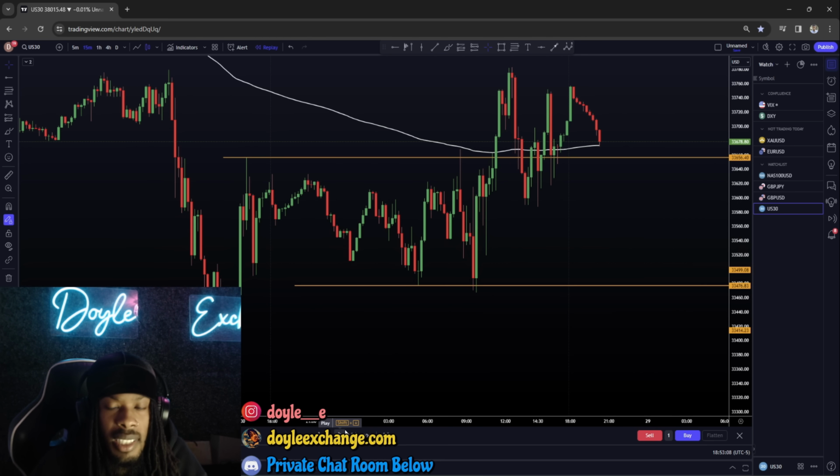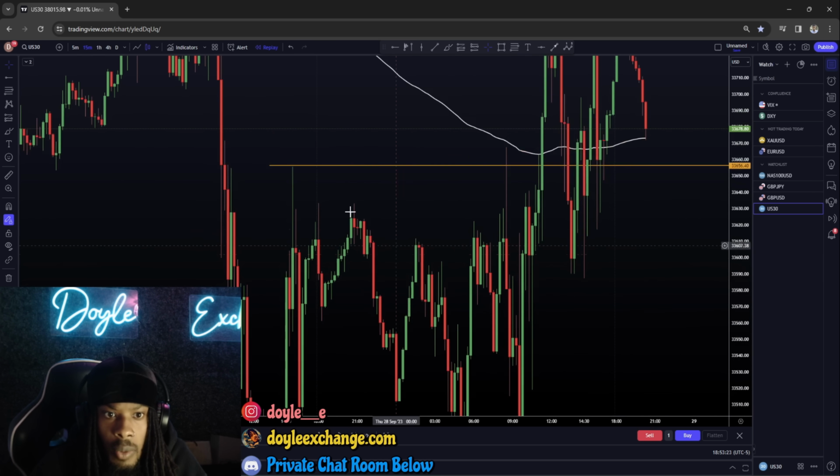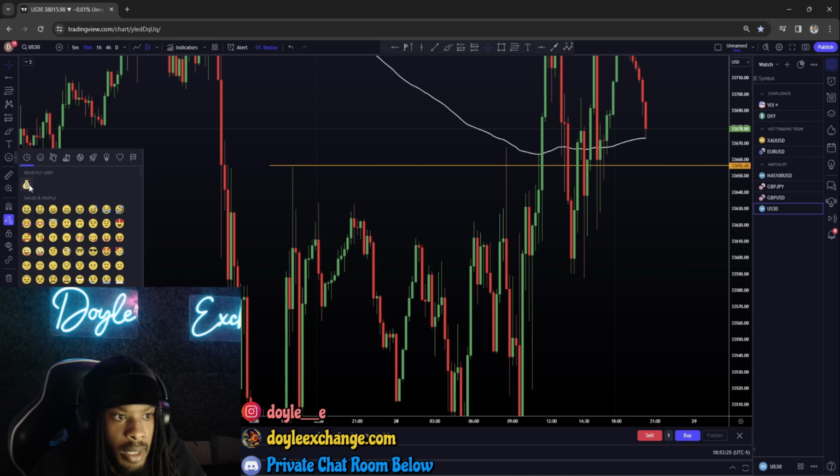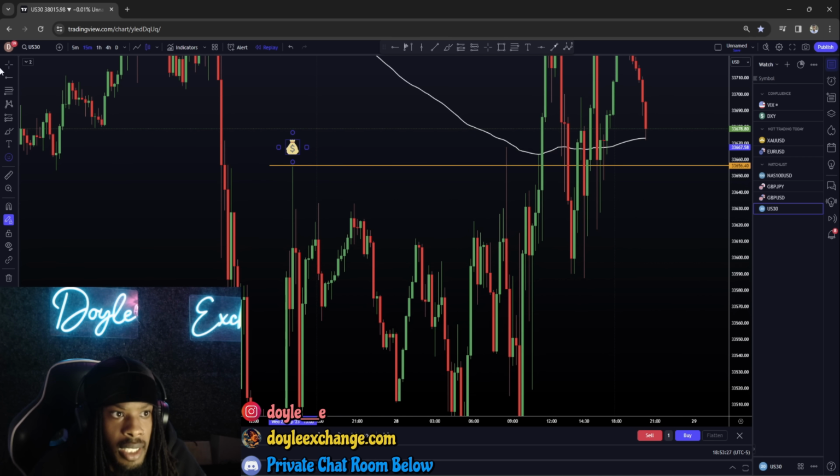Now, did you just pay attention to what just happened right there? I'm going to walk through exactly what just happened right there in damn near every liquidity grab. Okay. We had a liquidity grab right here. It took out this swing high right there. Then went the other way.